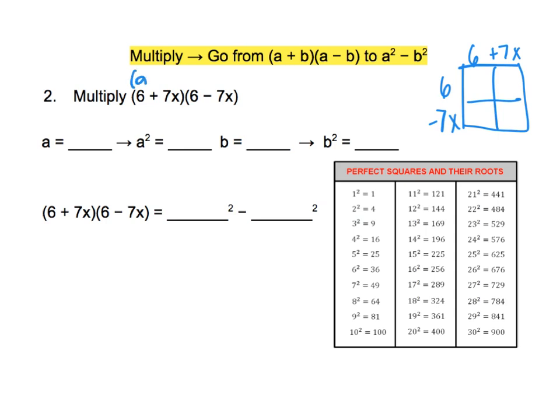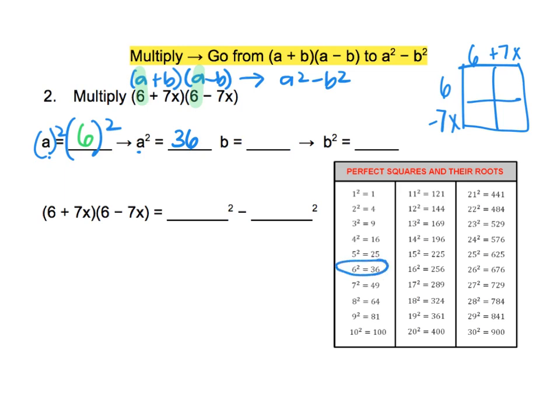All right, so we really have a plus b right now times a minus b, and we want to go to a squared minus b squared. Again, notice a and 6 are always in the same spot, so a is going to equal 6, and we want to square both sides of that so we can get a squared. So we're going to do a squared, 6 squared. When I square a squared, I get a squared. When I square 6, 6 times 6 gives me 36. Again, if you don't know that off the top of your head, type it in a calculator or it's on your table. Just to make my colors make sense, I'm going to make this green.